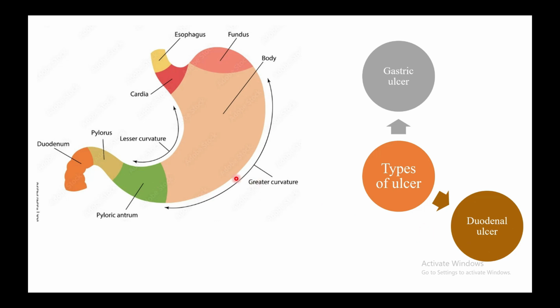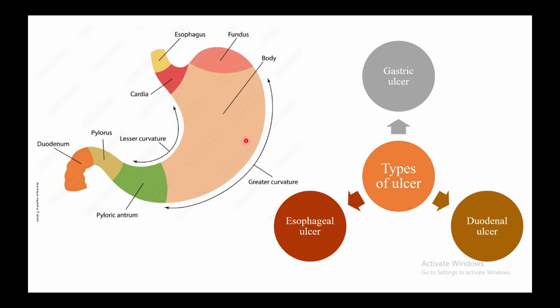Sometimes, apart from the duodenum or stomach, the lesion or ulcer may be in the esophagus, and then we call it an esophageal ulcer. So basically we can classify ulcers into three types: a gastric ulcer, if it is in the fundus, cardiac part, body, or any part of the pylorus; a duodenal ulcer, if it is in the duodenum; and an esophageal ulcer, if it is in the esophagus. This is the basic information about ulcers.